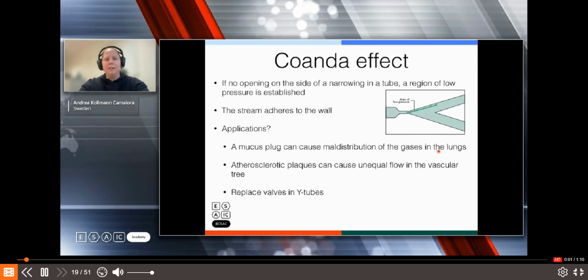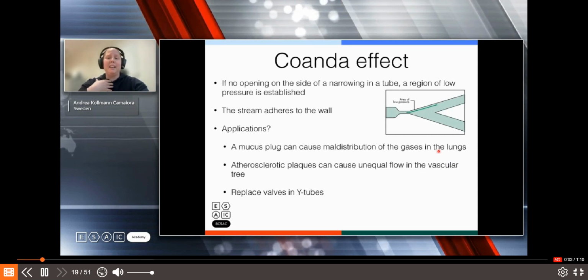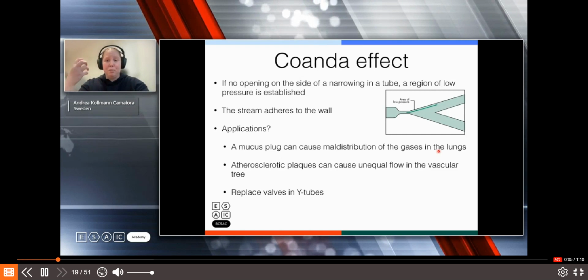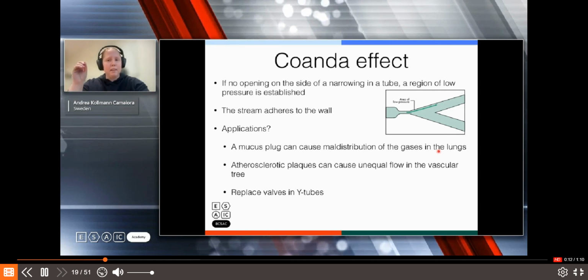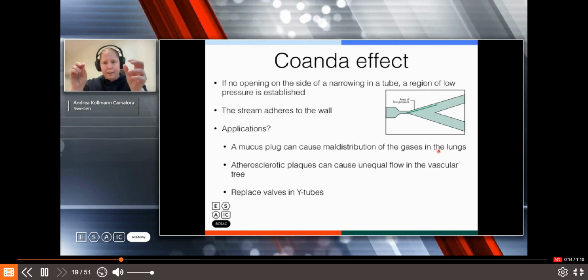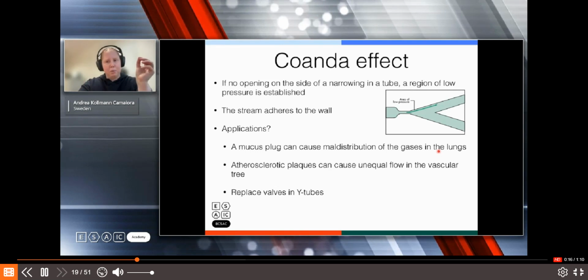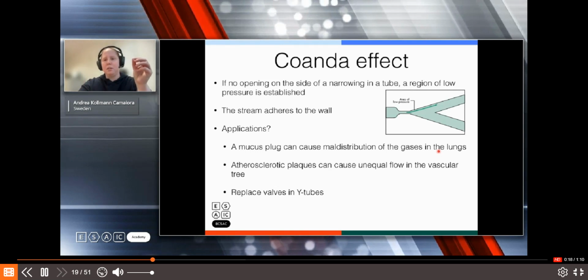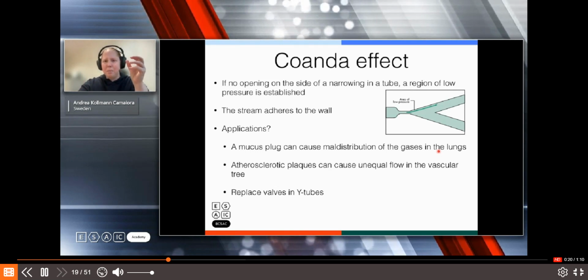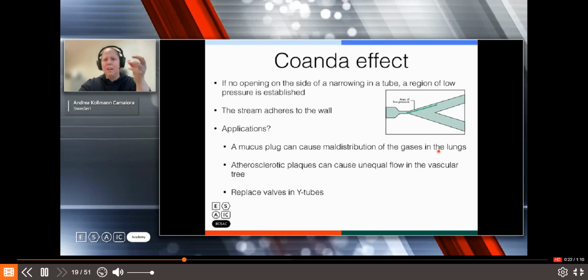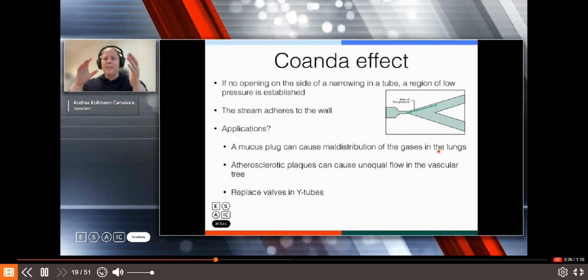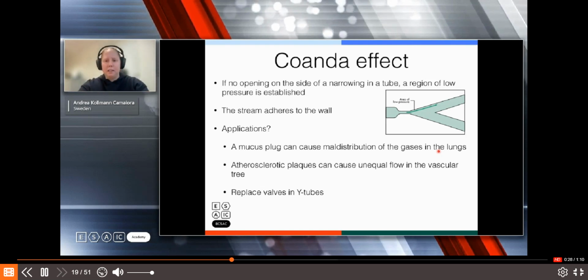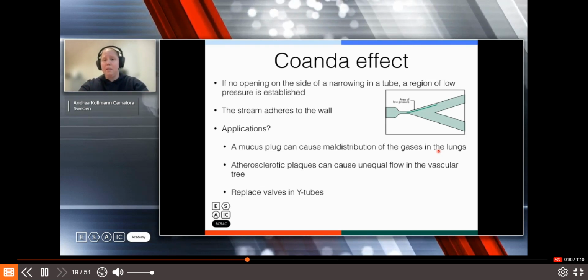And another one is if your patient has a lot of mucus plugs in the airway, then they can alter the flow into the lungs. Even if there is an opening in one of the bronchi, I'm not saying that a total closing would work. But if you still have a partial opening with a mucus plug, then because of the Coanda effect, the flow will behave in different ways.